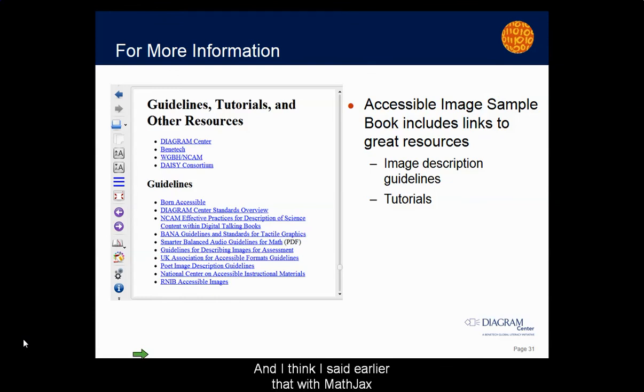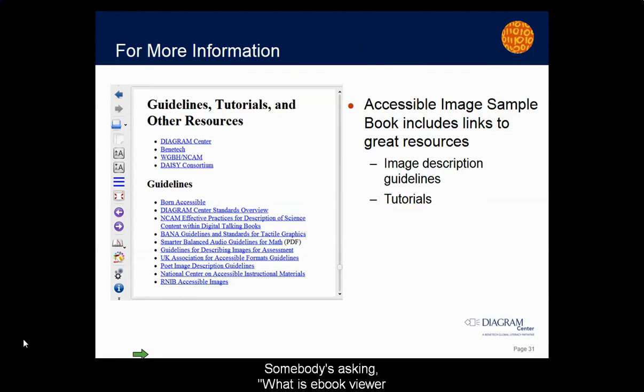And I think I said earlier that with MathJax, all the equations are rendered identically from one browser to the next. With browsers that render MathML natively, sometimes the symbols look different from one browser to the next, or the numbers are represented in different fonts and things. But with MathJax, that problem is usually not evident. So yes, MathJax works with IE11.